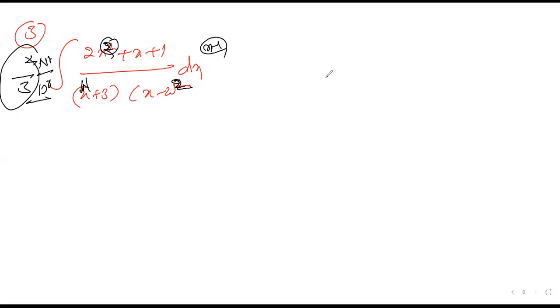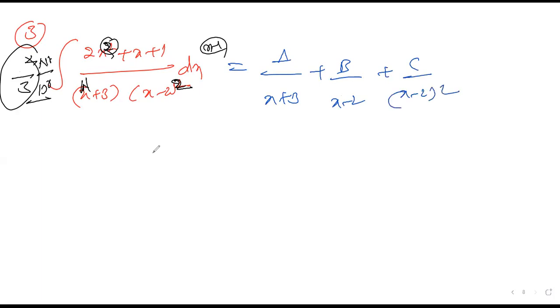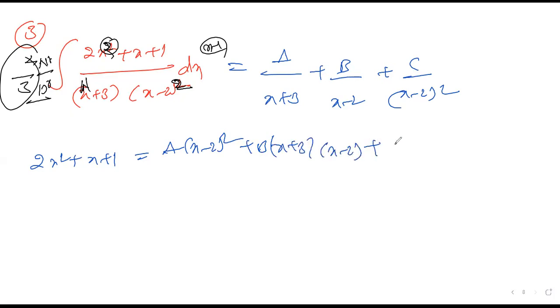Then you should open it as a by (x plus 3), b by (x minus 2), c by (x minus 2) whole square. If it is opened directly, x square plus x plus 1 is a into (x minus 2) whole square, plus b into (x plus 3) into (x minus 2), plus c into (x plus 3) only. Clear?